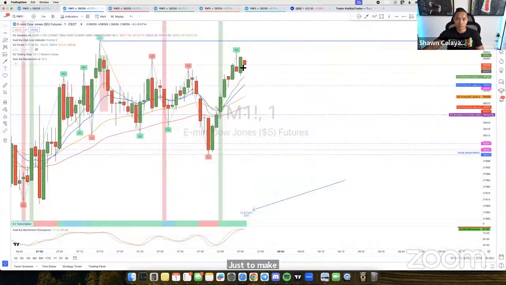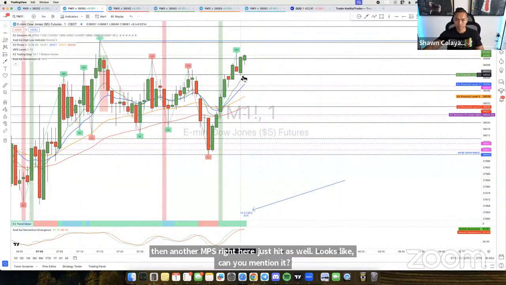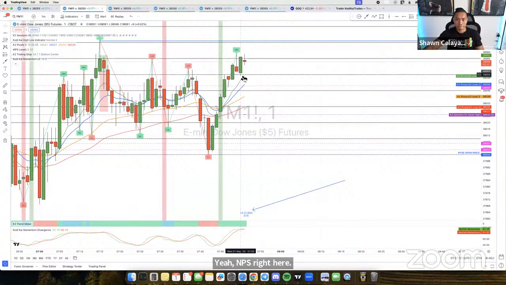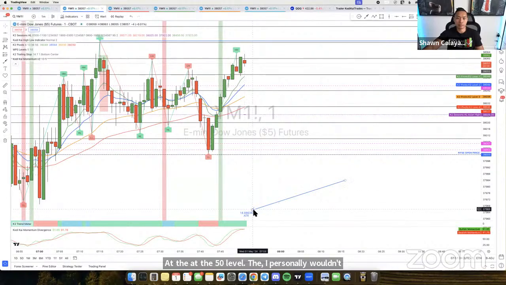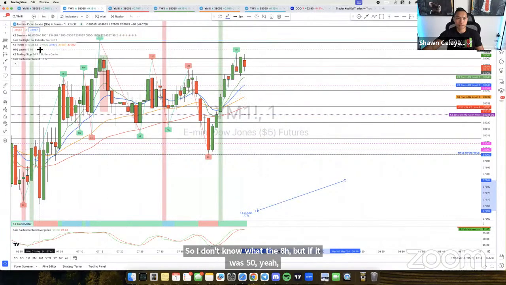And then another NPS right here just hit as well. Looks like Kenny mentioned it. Let's see. Yeah, NPS right here at the 50 level. I personally wouldn't have taken it, well, I don't know what the ATR was at the time, but the ATR requires 15. So if it was 15, yeah, it looks solid. But it's a little tricky because the ATR is kind of low.